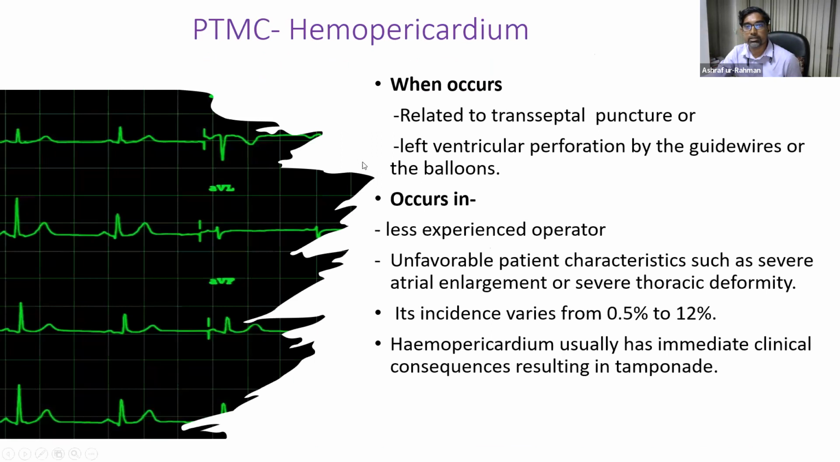If hemopericardium occurs, it is related to the transseptal puncture or left ventricular perforation by the guide wires or the balloons. It occurs in less experienced operators, and with unfavorable patient characteristics such as severe LA enlargement or severe thoracic deformity. The incidence varies from 0.5 to 12%.